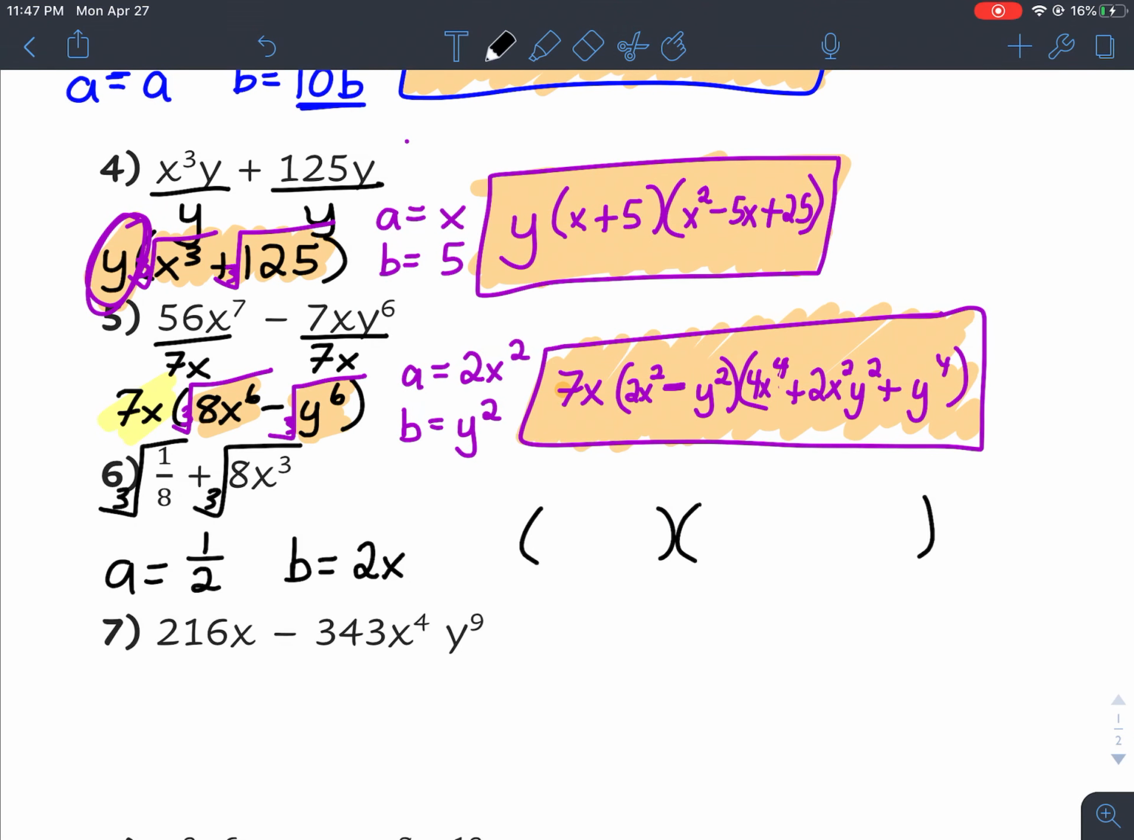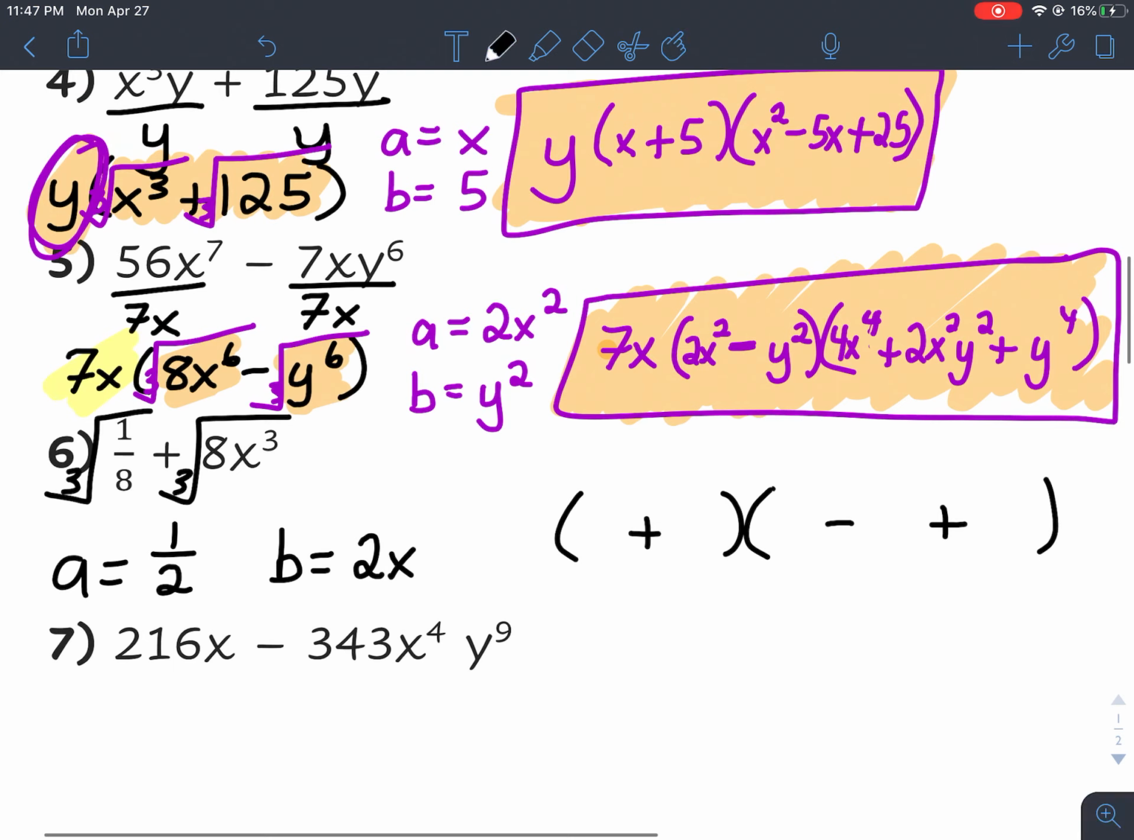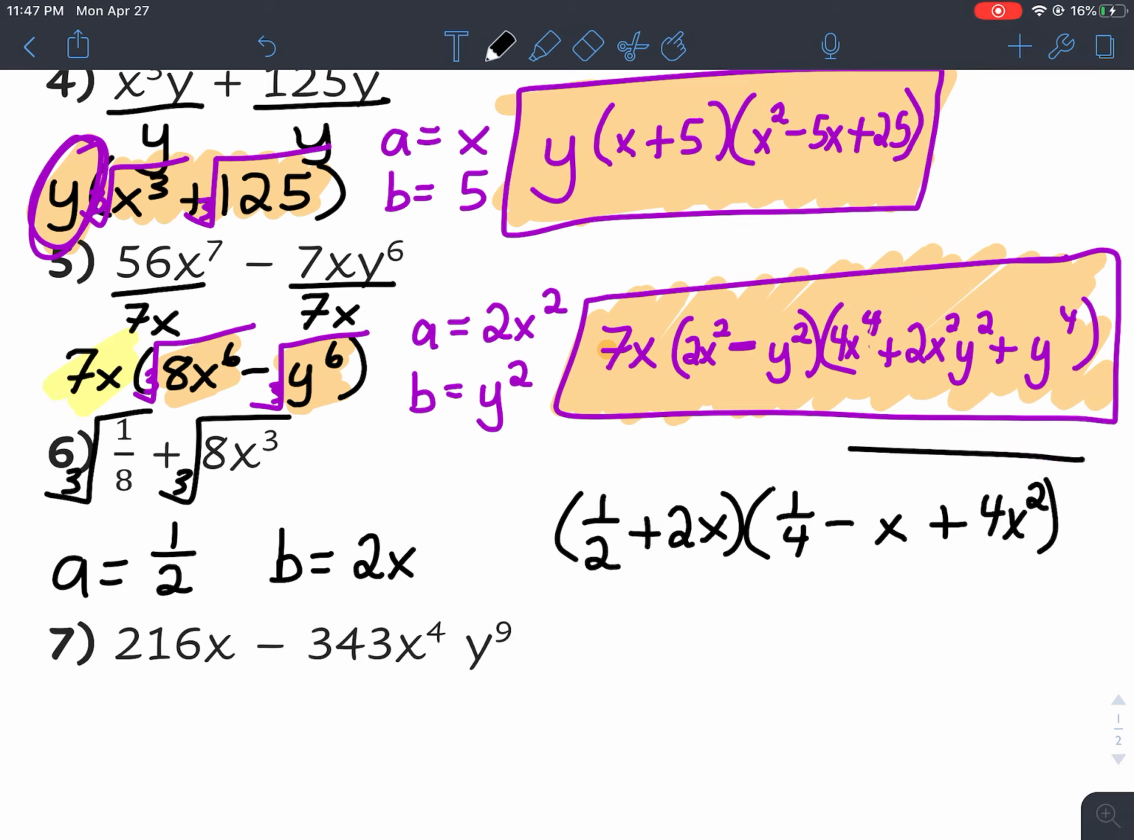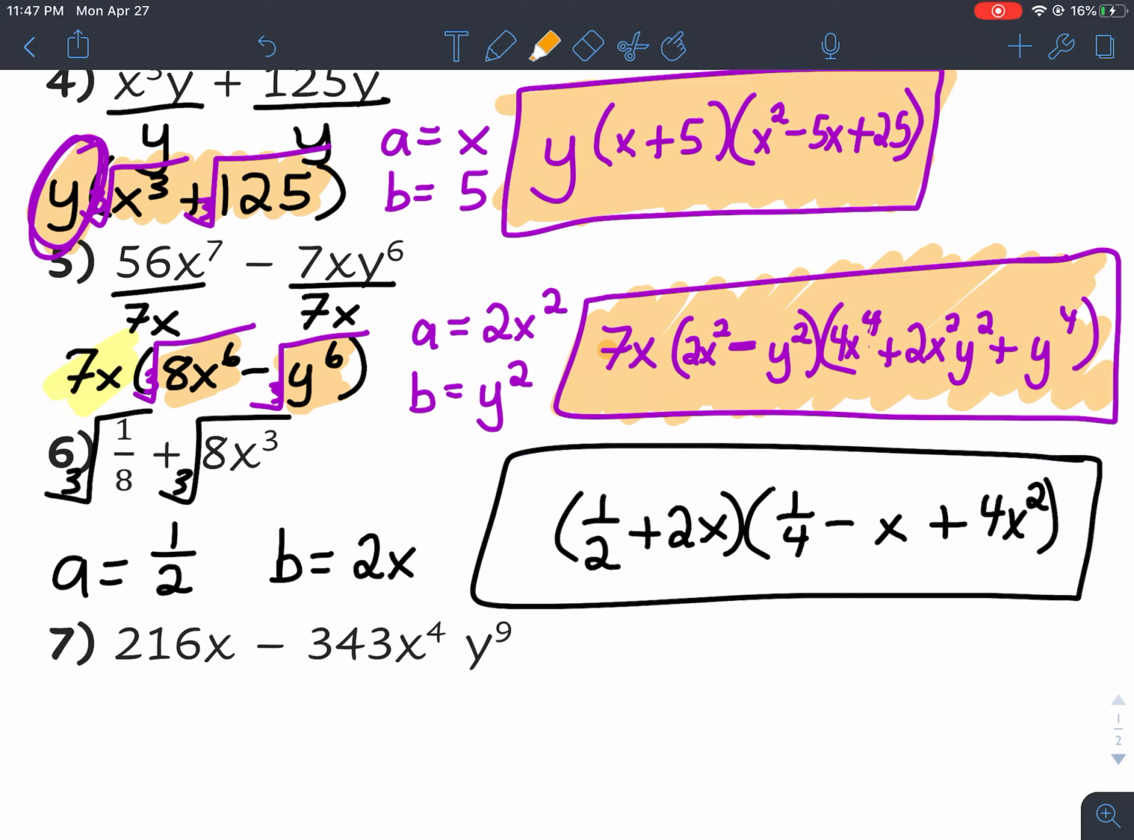Okay, so now it's just a matter of substituting. So SOAP: same, opposite, always positive. A is 1/2, b is 2x. A squared would be 1/4. 1/2 times 2x would be 1x. And 2x quantity squared, 2x times 2x, would be 4x squared. There we go.